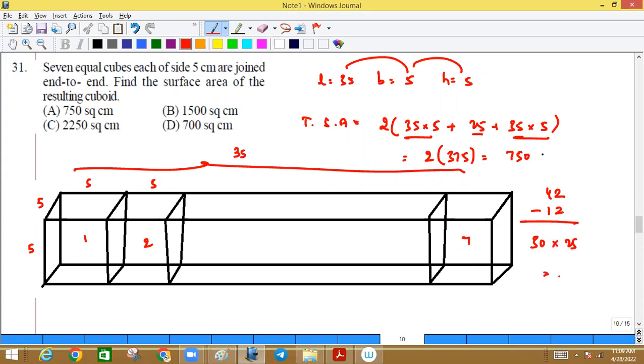Each surface is 25. Can I say 750 like this also? Understand that? Each cube means how many surfaces? 6 squares. 7 cubes means 42 squares. But joining 2 cubes, you are losing 2 surfaces. So overall, you lose 12 surfaces. 42 minus 12, 30. Now 30 surfaces, therefore 30 into 25, 750.